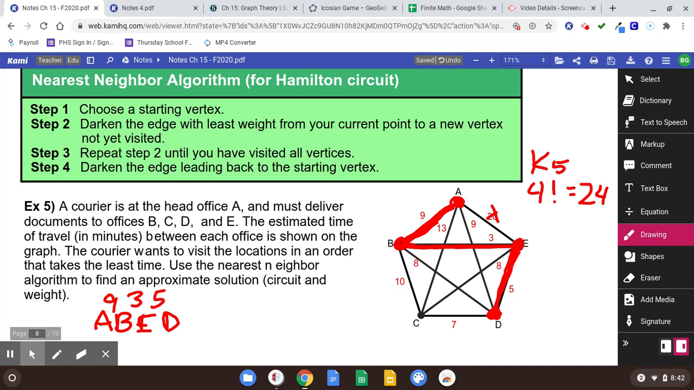Now, once you get here, you're kind of locked in. There's only one place you haven't been yet, and you have to go there, and then back to the start. So at this point, we're really locked in. Where do we have to go now? We have to go to C. There's no other option because we have to get that last point. That's a 7. D to C is a 7. And then we have to get back to the start. That's an A, and that's 13.